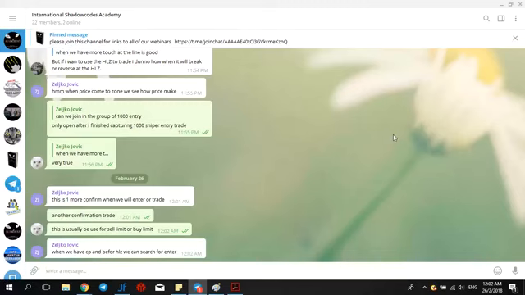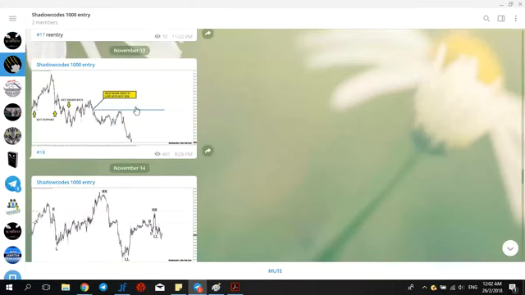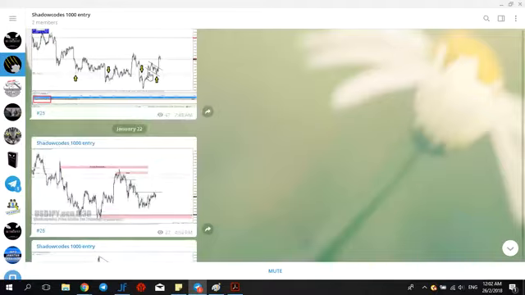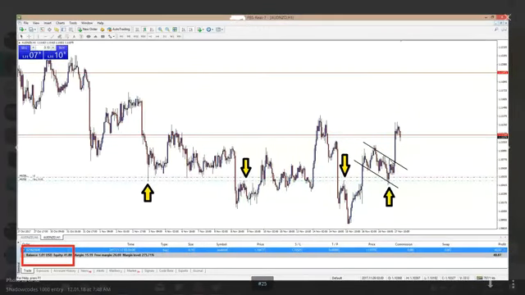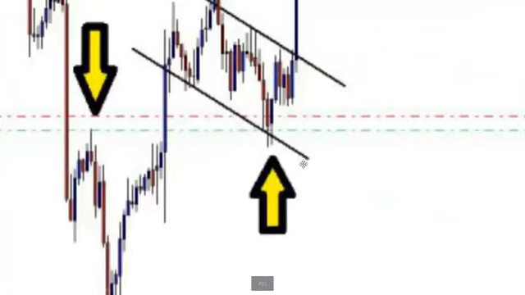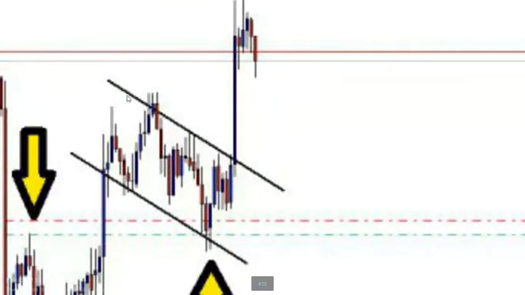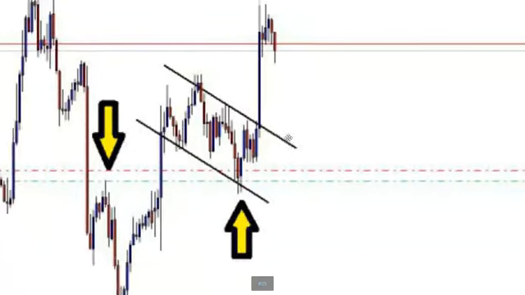When we have CP or before this, we can search for enter. Yes, you can search for compression. Look, wait a moment. Look, this is compression. I take this straight on compression. This is SSR, high liquidity zone. Okay. This is compression, right? Compression. See?